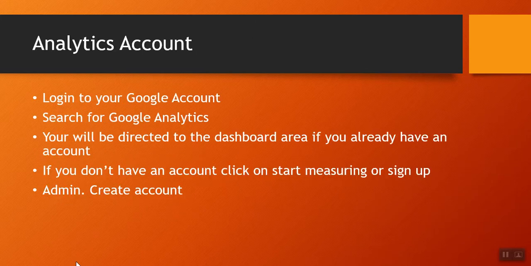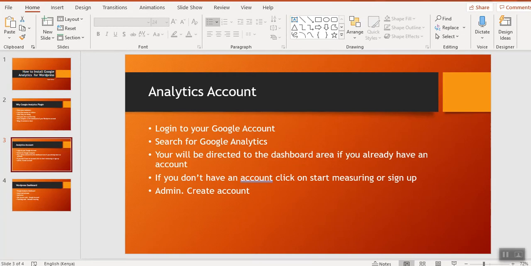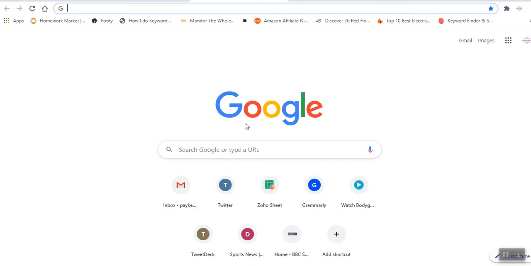Now, without much ado, I will go straight to the demo process. I have a site called Scribe for Jesus, and it's this site that I'll be using for illustration purposes. First of all, you need to have a Google Analytics account. Since I already have one, I will go straight to the process.